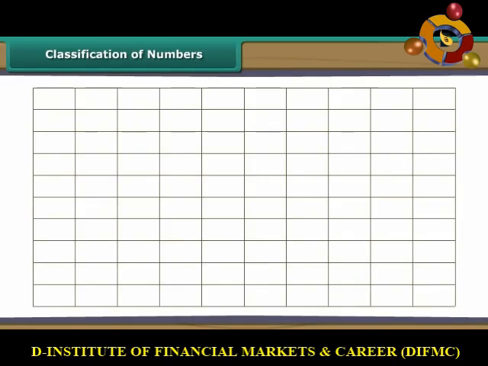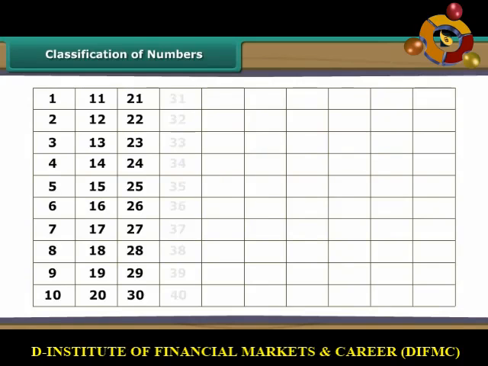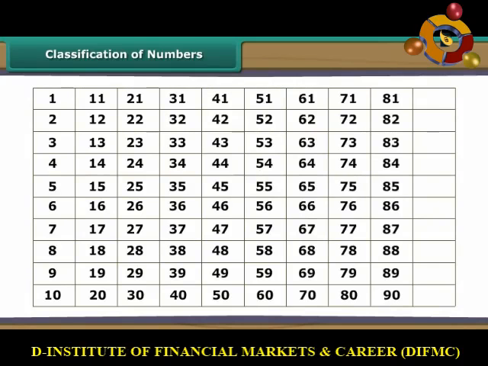We draw a table of 10 columns. In the first column, we list the numbers from 1 to 10. In the second column, the numbers from 11 to 20 and so on. Thus, in the last column, we list the numbers from 91 to 100. We cross out numbers that are not prime and circle those that are prime. 1 is not prime as it has only 1 factor. We draw a cross on it. 2 is prime as it has exactly 2 factors.